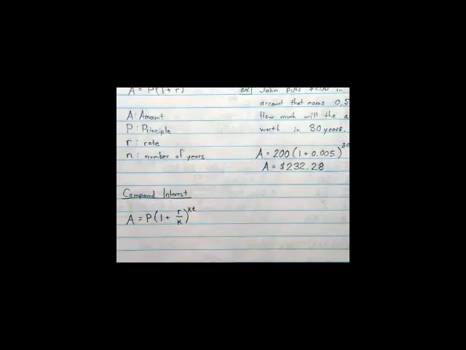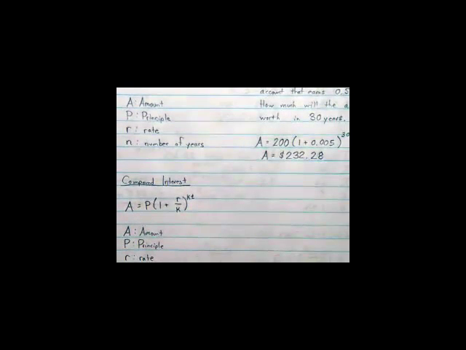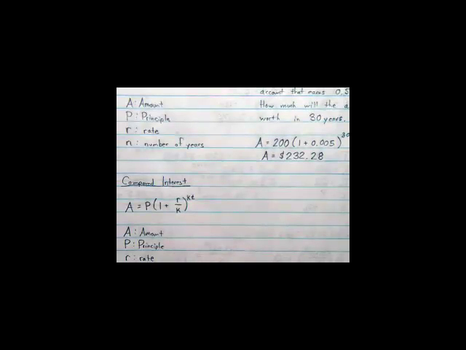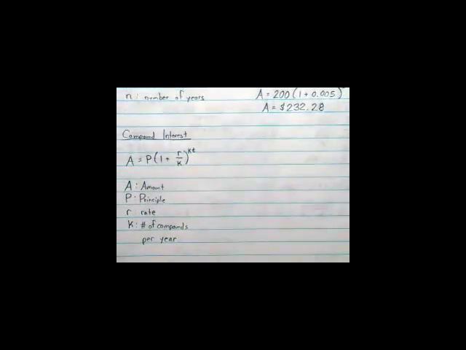Okay. And it's kind of the same stuff as far as the A, the P, and the R. A is the new amount of money you're going to end up with after a certain amount of time. P is the principal. R is the rate. And K, this new variable in this one, that is the number of compounds per year. Okay, so let's do just a couple quick calculations here.